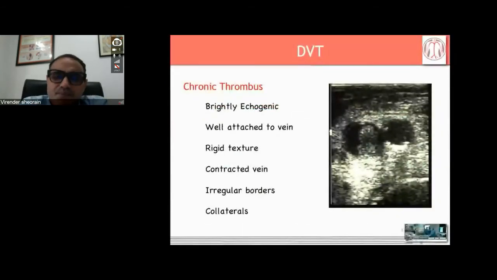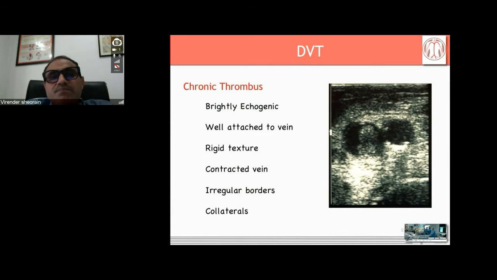Now, as the time passes by, the thrombus or the blood clot becomes hyperechoic, so it's brightly echogenic. What does that mean? It looks a little bit whitish. So it's well attached to the wall, well organized. Sometimes it is difficult to differentiate the wall and the thrombus. So that means it's well attached to the vein. There is a lot of fibrosis going on. There's a rigid structure or texture. You cannot compress the vein nicely.